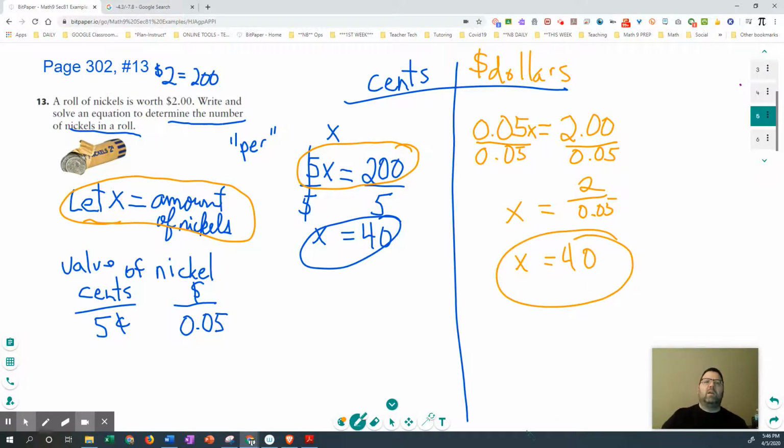Okay? I just wanted to show you two different ways of doing this, all right? If you want to do cents, you can convert your dollars. Remember, $2 is 200 cents. $10 is 1,000 cents. Or if you're fine with the decimals, and I suggest that you should be fine with the decimals, you could leave it in decimal form, okay?